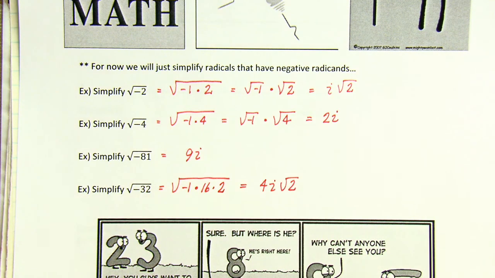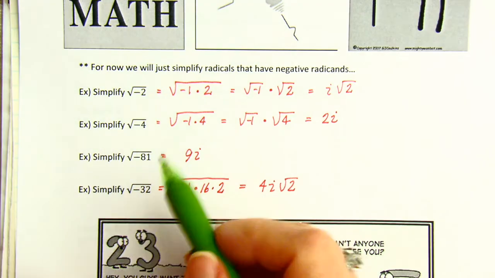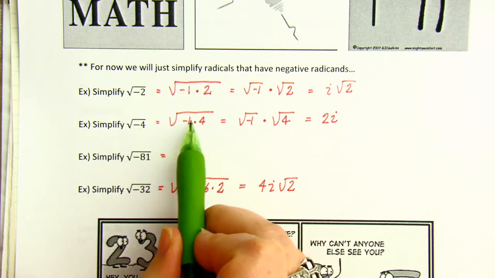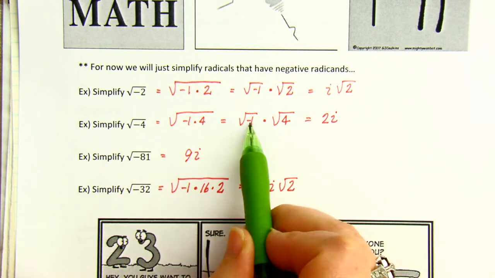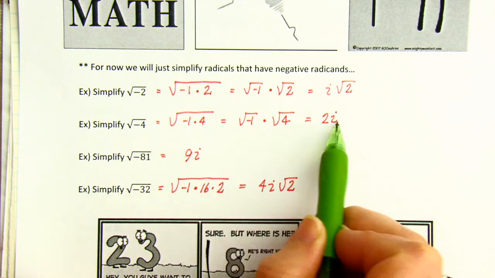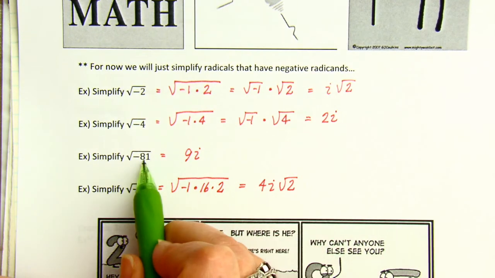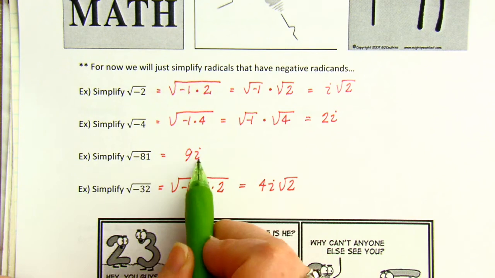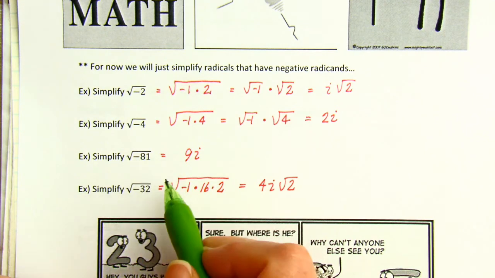All right. Hopefully you did pause the video and try these on your own. I could break this apart as -1 times 4. Show the product rule again. This is i. The square root of 4 is 2, so we get 2i. This one here, easy peasy lemon squeezy. The negative comes out as i. 81, square root of it is 9.